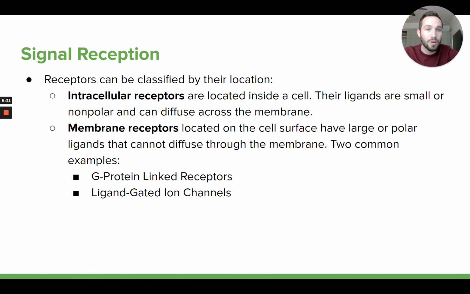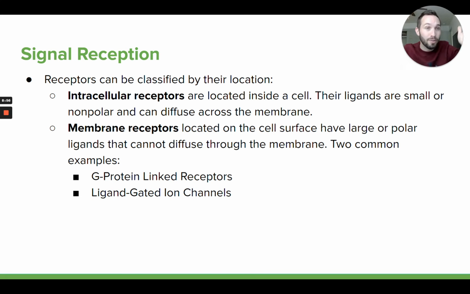And those are going to have ligands that are small and nonpolar, which can easily go through the phospholipid bilayer. So if I have a signaling molecule outside the cell and it needs to bind to a receptor inside the cell, it needs to be able to easily diffuse across the phospholipid bilayer, across the cell membrane. If you guys remember in Unit 2, we talked about how nonpolar molecules are very good at doing that.